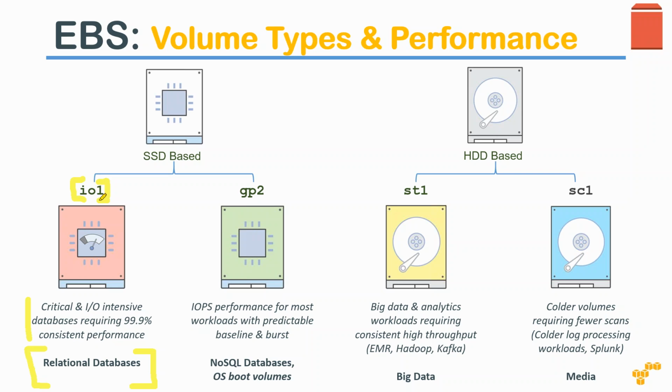So if you want a boot volume of an OS where you are going to read a lot of data in a very short span of time, in that case you are going to need a GP2 kind of disk, where it allows you to read a lot of data suddenly and write a lot of data suddenly, and then the performance is predictable for that period of time. So that is when you are going to use a GP2.